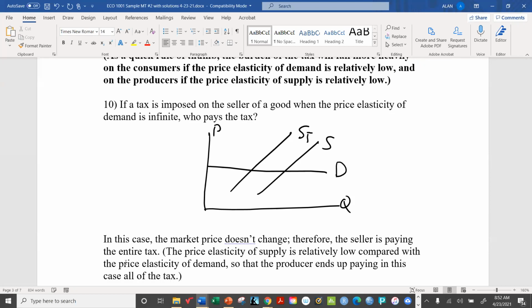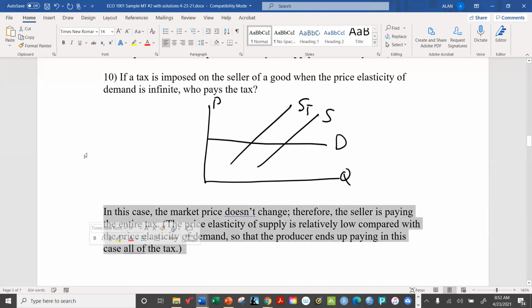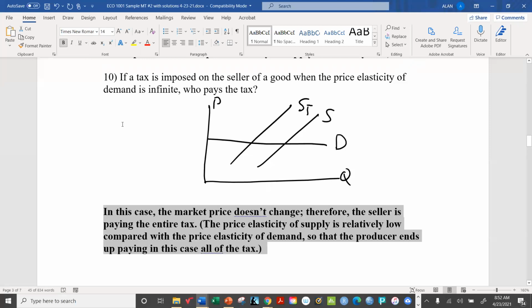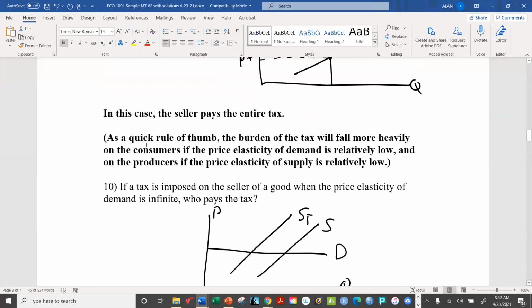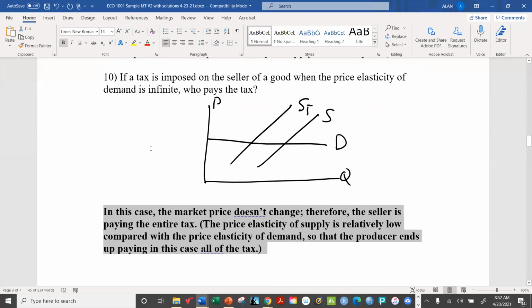Okay, usually it's not all of it, it's most of it. So here, because the price elasticity of demand is so much higher than supply, the supply's elasticity is relatively low, and therefore they end up paying most of the tax. Okay, so I hope that helps you remember this. If not, just draw the pictures.